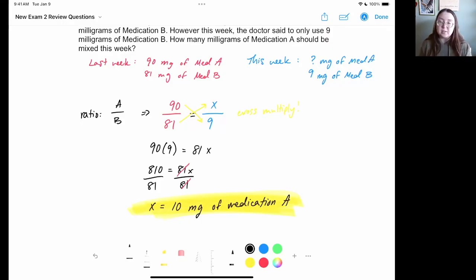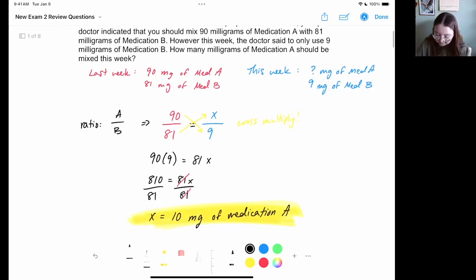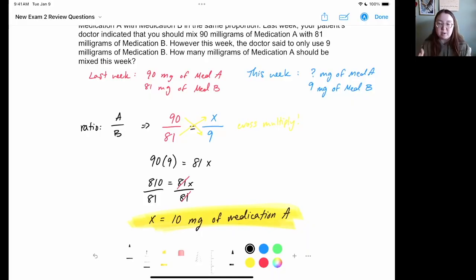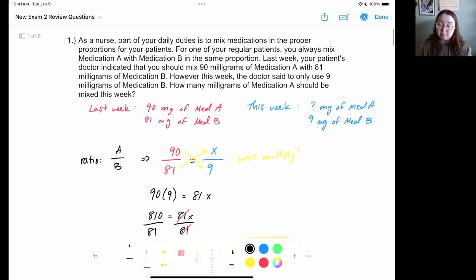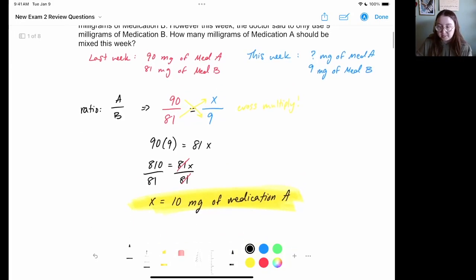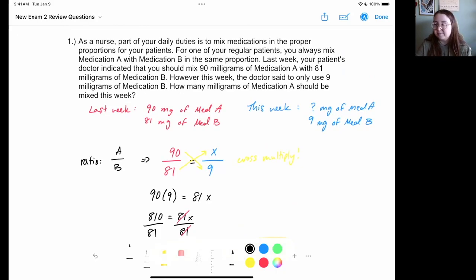And there we go. So that's how we can use proportions in order to solve for anything new that we're trying to find when our previous information was based on proportions of anything. In this case, this was medication. So, all right, that wraps up number 1. Let's go ahead and go on to the next one.